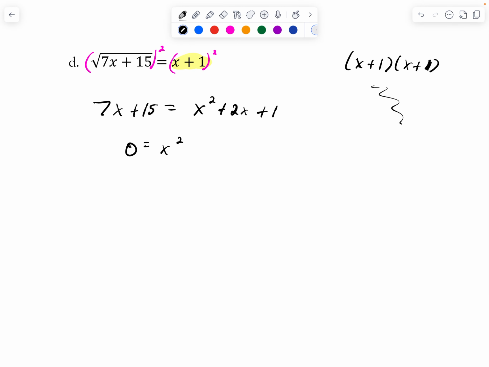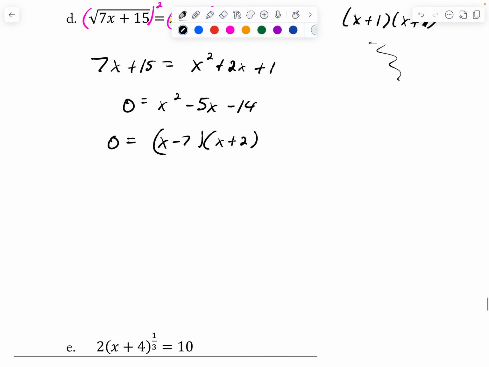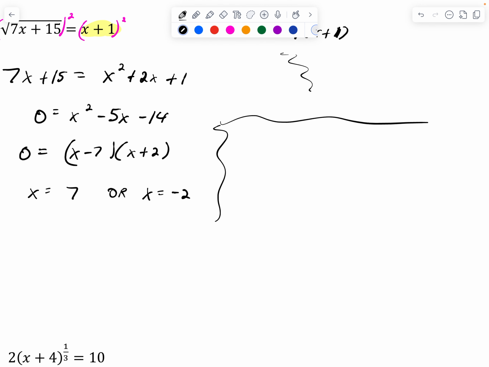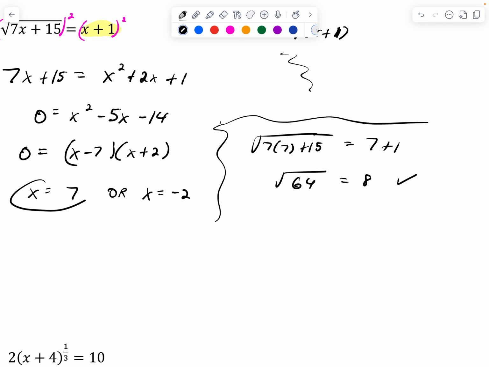So x squared, 2x minus 7x is minus 5x. 1 minus 15 is going to be minus 14. Factoring, I get (x minus 7)(x plus 2). So x equals 7, or x equals -2. Now I'm going to check this. So I have the square root of 7 times 7 plus 15 equals 7 plus 1. So that's 49 plus 15 is 64. Does the square root of 64 equal 8? It does, so 7 works.